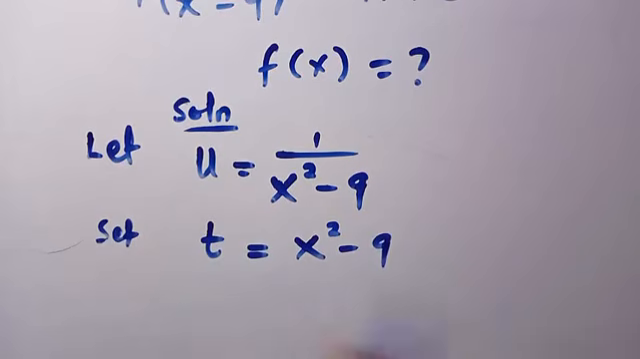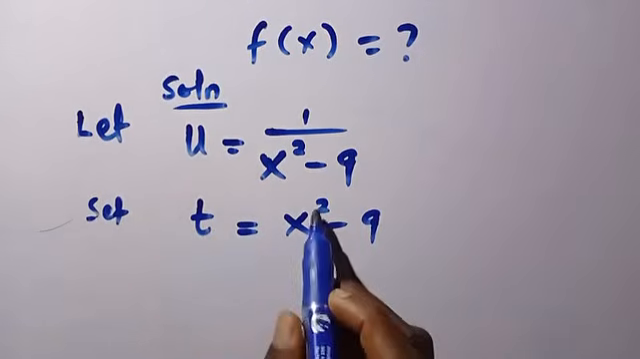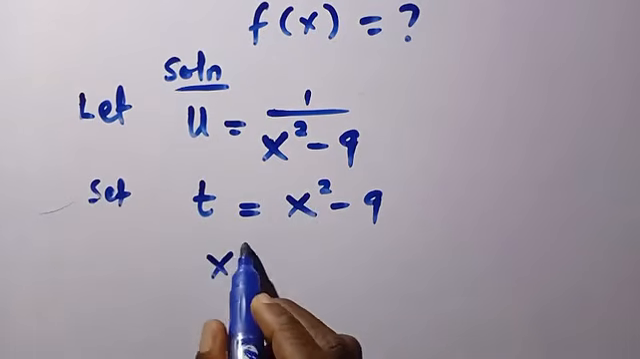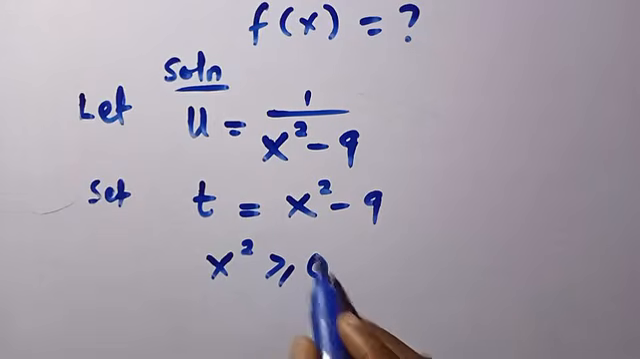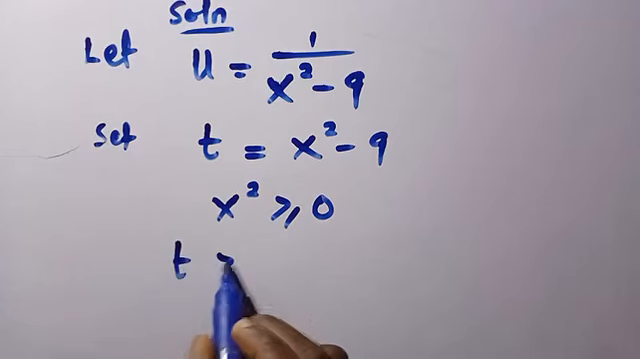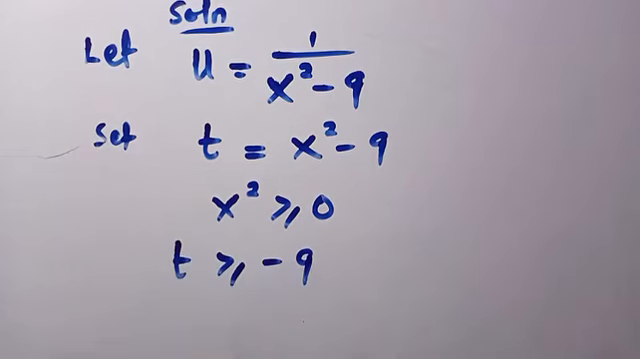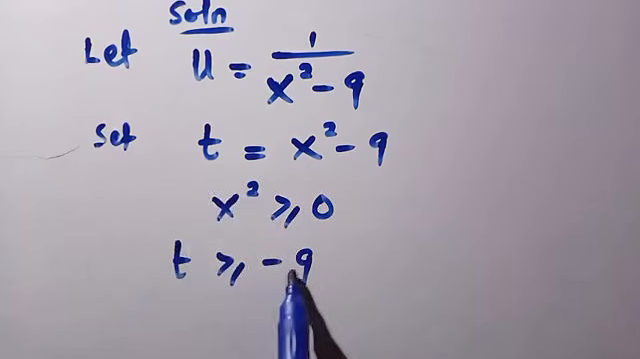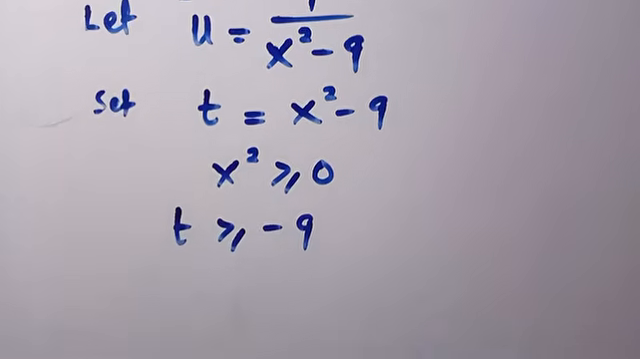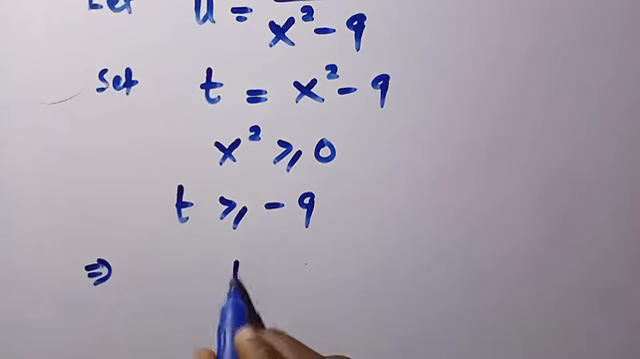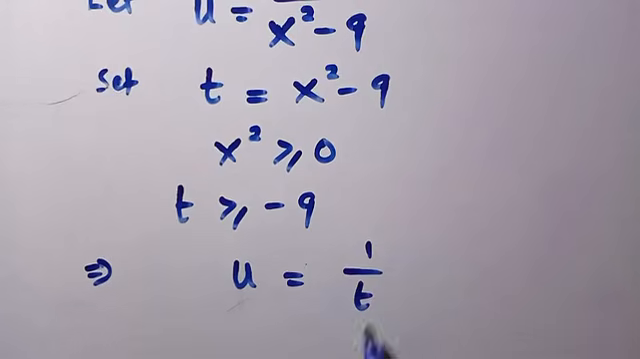Then from here, t equals x squared minus 9. For every x, x squared is greater than or equal to 0. So this shows that t is also greater than or equal to minus 9. So if this condition is satisfied, t will always be greater than or equal to minus 9. Then we come back to where we let u, that becomes u equals 1 divided by t.